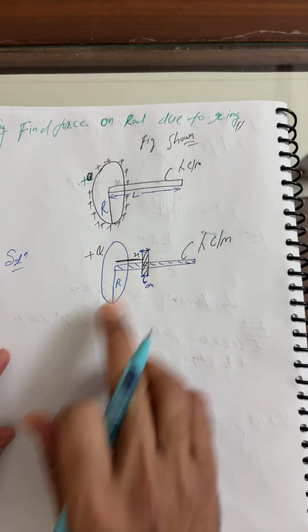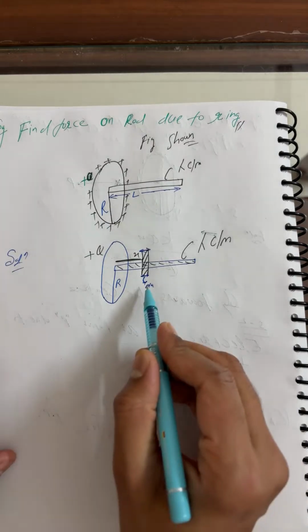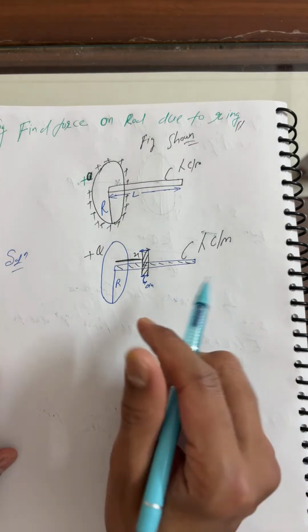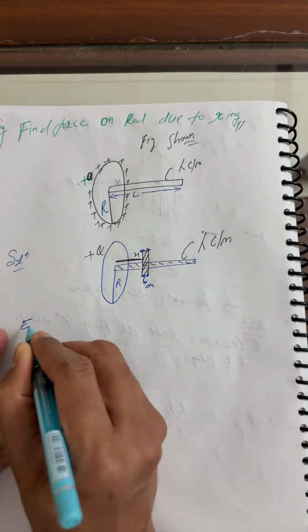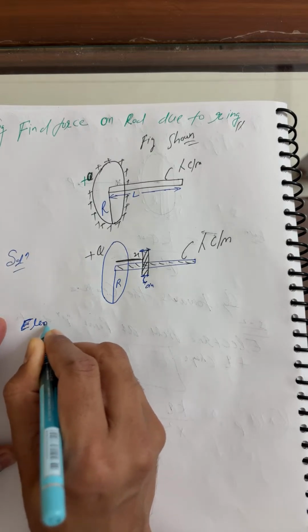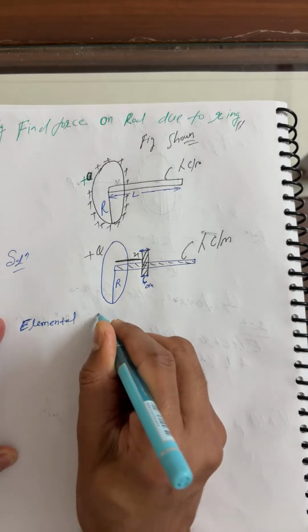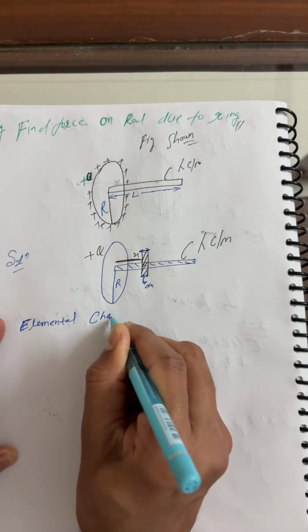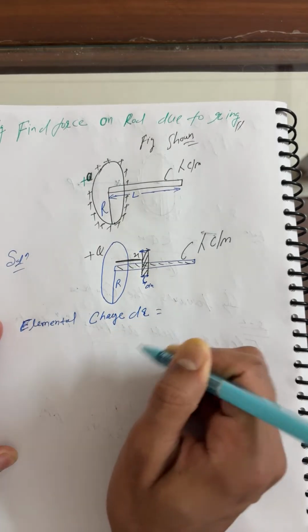Beta, we have to move x, and we take element dx, right? So due to the small element, you need to find the elemental charge, right? So, student, elemental charge. And this is what, my dear? Elemental charge, right? So this is dq.